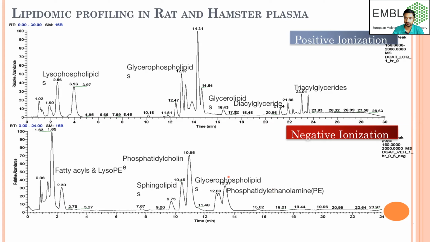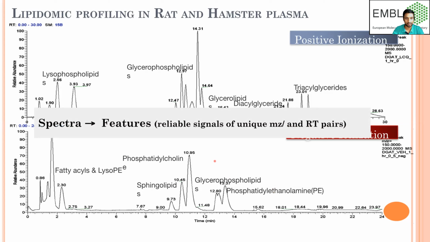In the same way, you can track or check all the chromatograms for your metabolite samples. You know on which retention time range which metabolites come and how they are looking. Once you have the spectra, then you need a feature. A feature is basically a unique pair of m/z and RT, which is extracted by the software.